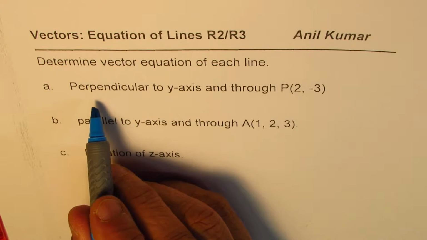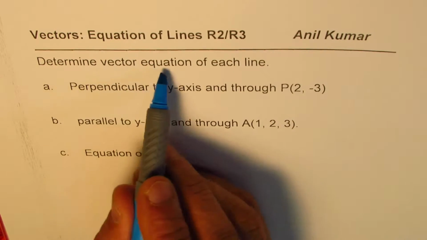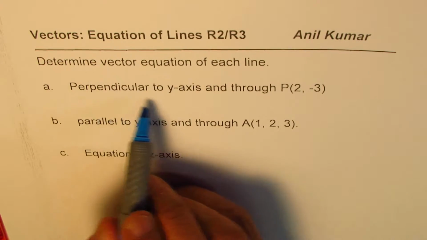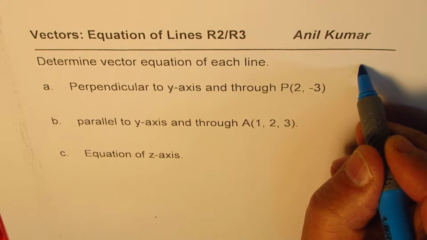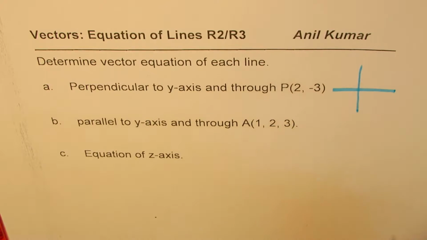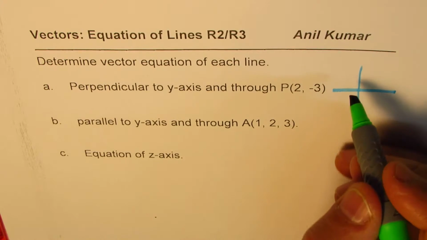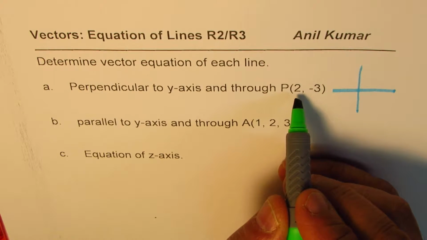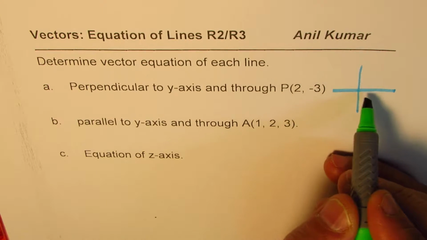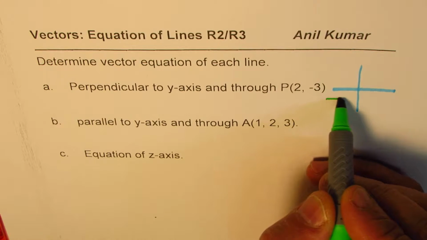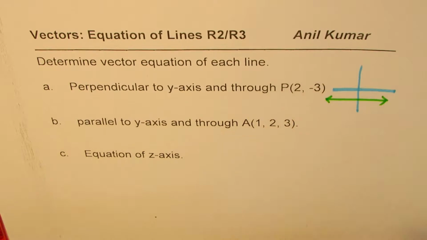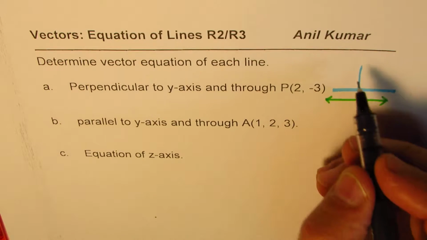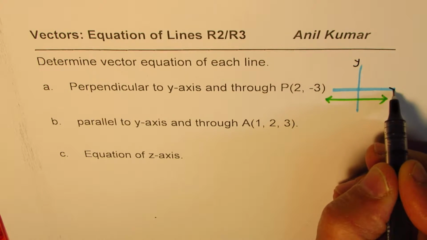The first one is we need to write the equation in vector form, the vector equation of a line perpendicular to the y-axis. So this is R2, right? So we have the x and y axes. If the line is perpendicular to the y-axis and it passes through the point (2, -3), that means (2, -3) is kind of here, right? So that could be the line. This line is perpendicular to the y-axis. What do you think is the equation of this line?